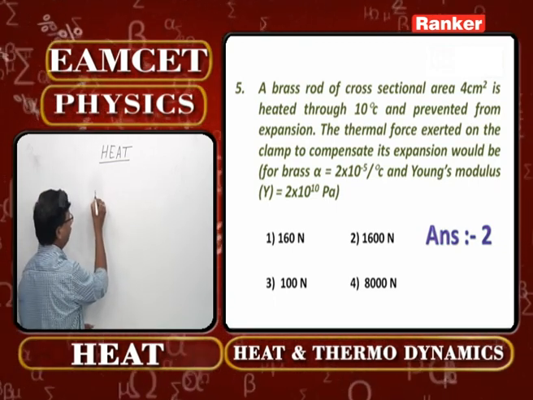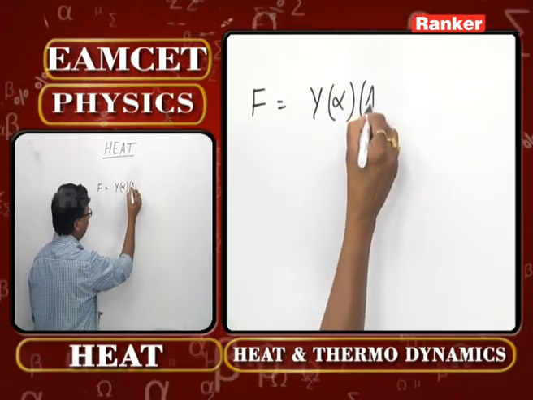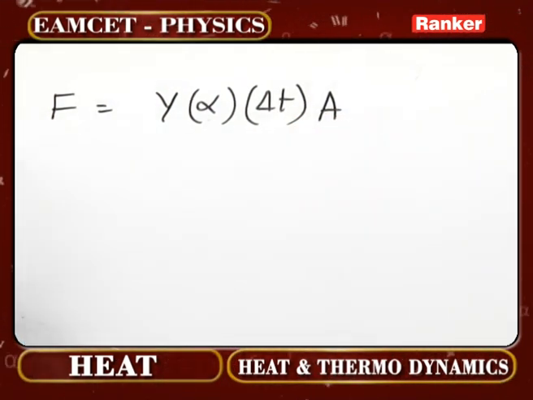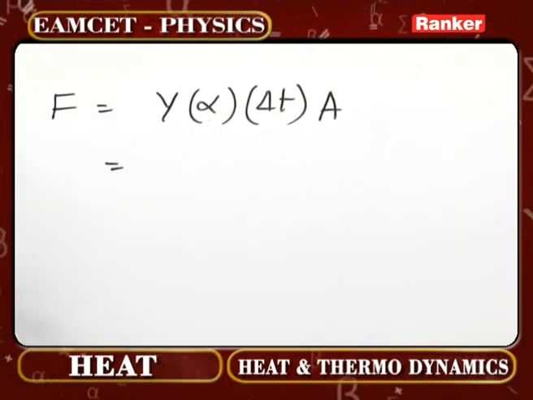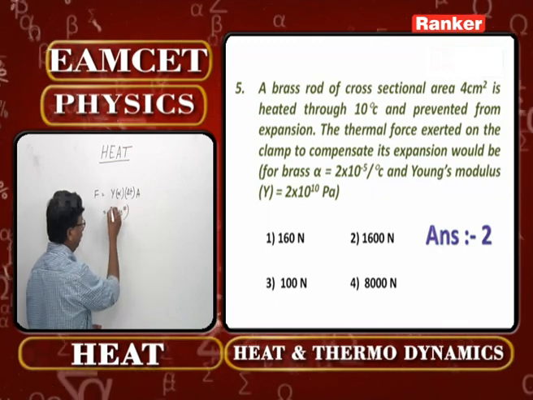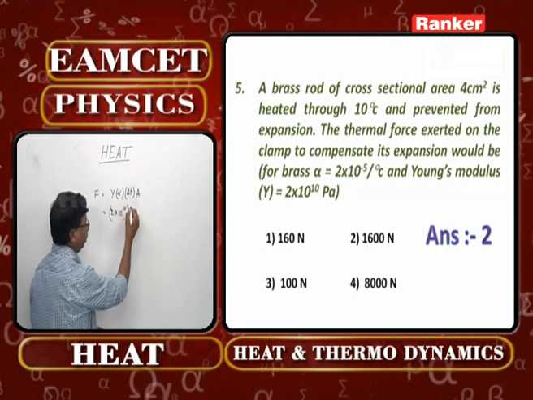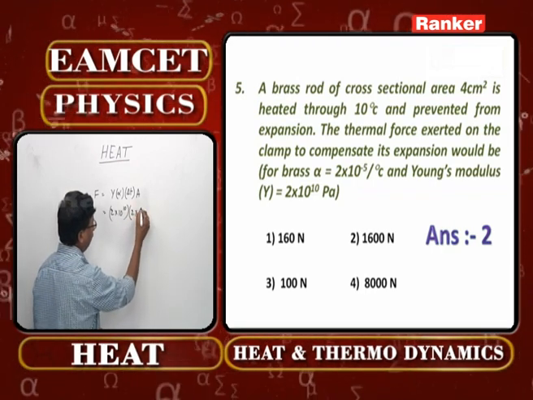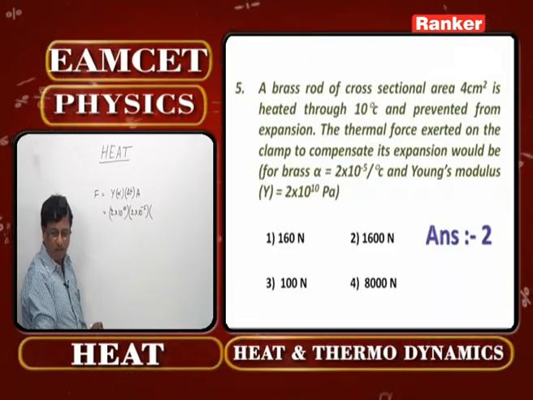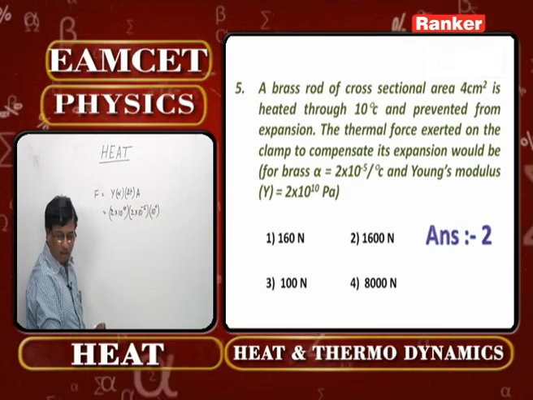In this particular question, the thermal force that is asked is Y into alpha into delta T into A, A being the area of cross section. So look at the values given carefully, please. 2 into 10 to the power 10 Pascal is the value of Y. And what is the value of alpha given? 2 into 10 to the power minus 5 has been given here. What is the change in temperature? 10 degrees centigrade it has been heated through. Therefore, you take 10 degrees as it is.